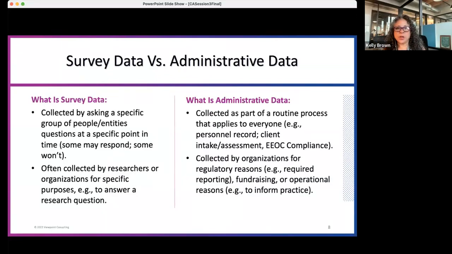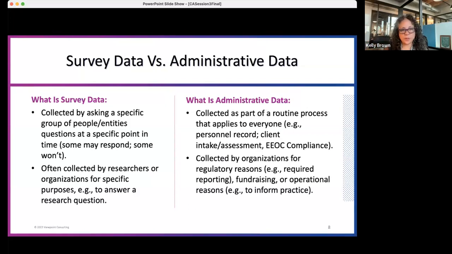So I want to go through again the different kinds of data. We wanted to tease this out a little bit because people often conflate these things, or are not really clear on the difference between data you get from a survey and data that you get administratively or as part of a process. So first, there is survey data.